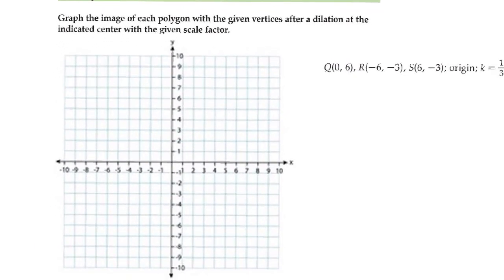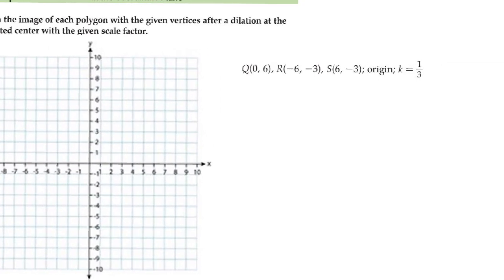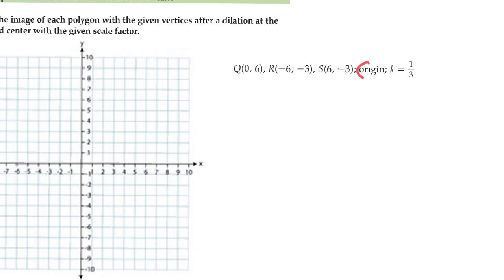Graph the image of each polygon with the given vertices after a dilation at the indicated center with the given scale factor. Okay, here's our given center of dilation, the origin, at 0, 0. And here is our scale factor, 1/3. In other words, what's going to happen to QRS? It's going to get smaller.